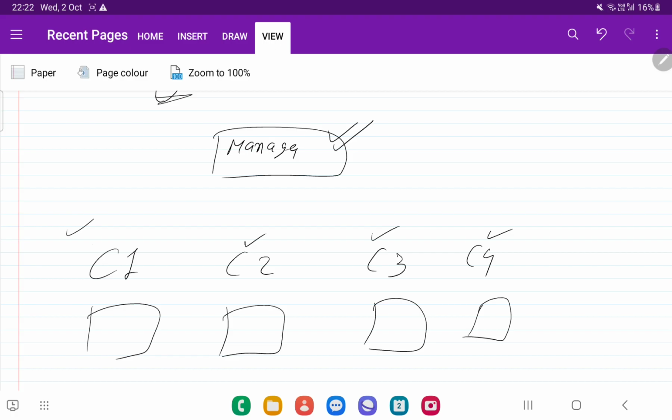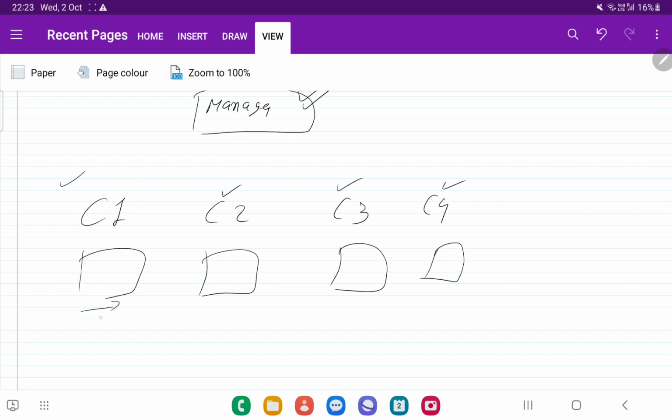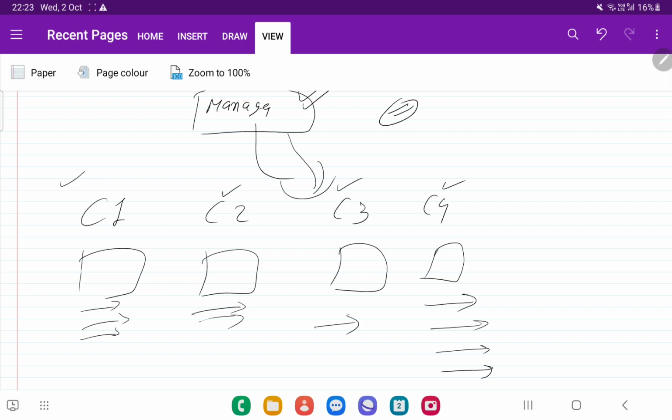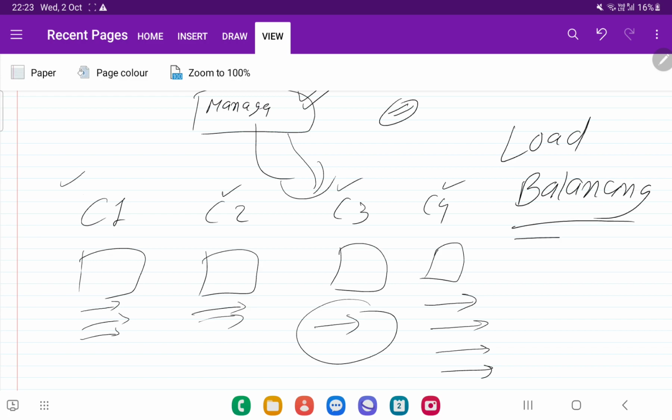So what will this manager do? Let's say chef 1 has 3 orders, chef 2 has only 2 orders, chef 3 has 1 order, and chef 4 has, let's say, 4 orders. Now one new order came, so the manager will divert it to chef 3 because chef 3 has very few orders pending. So basically, whatever incoming requests are coming, we are diverting that request to a server which is not overwhelmed. This concept is known as load balancing.